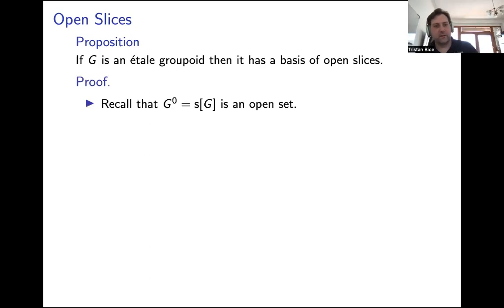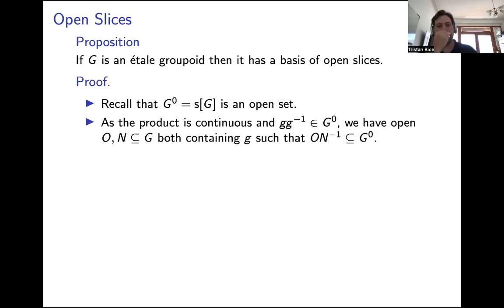So recall that the unit space itself of any Étale groupoid has to be an open set, simply because the source or the range is an open mapping. We know that product is continuous. We know that if I take the product of these two particular elements, G and G inverse, that's definitely a unit. Well, the continuity tells you then I can get two open sets, one containing G, one containing G inverse, such that their products still lie within this open set G0. So O N inverse in this case. You can say that N covers G, or equivalently N inverse contains G inverse.